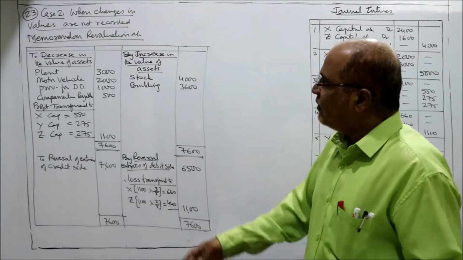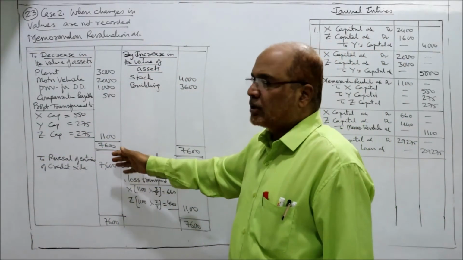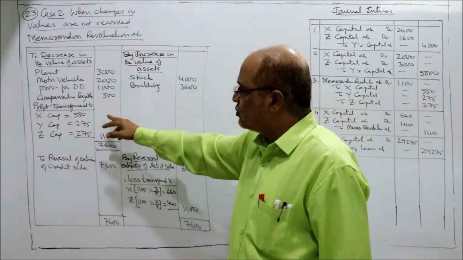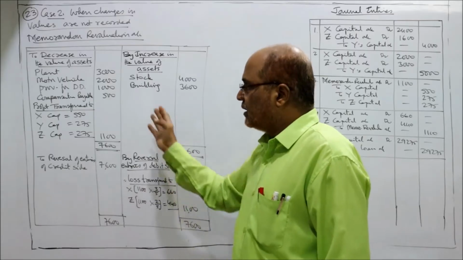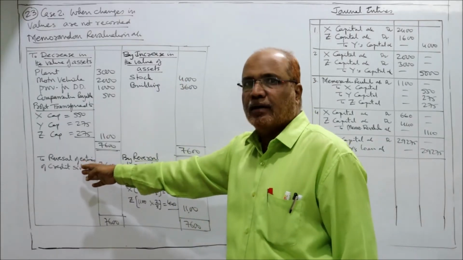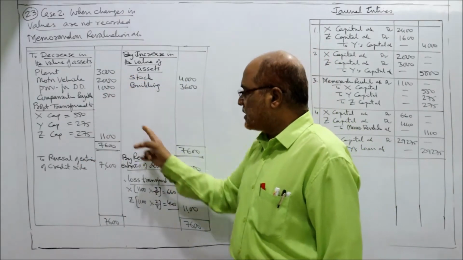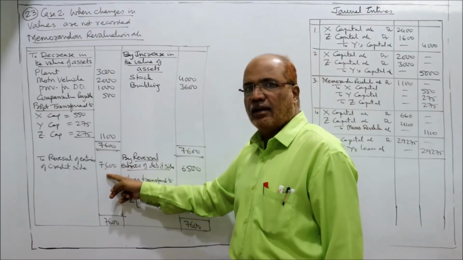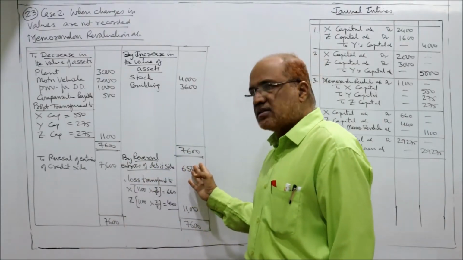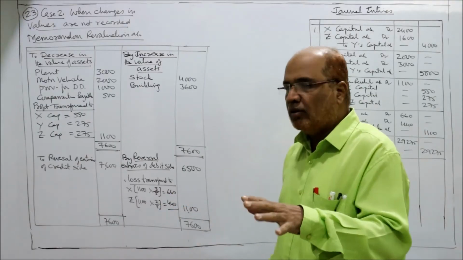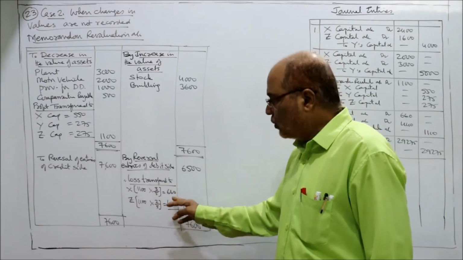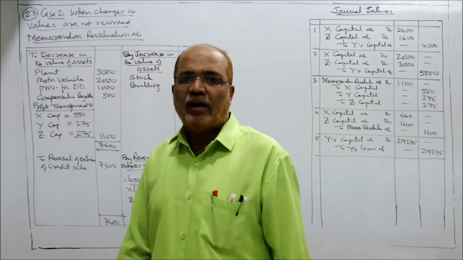So we have already prepared the memorandum revaluation account. Up to the first part, there is a profit distributed by all partners. Now there is a reversal. We will bring debit to credit and credit to debit, so now it becomes a loss. Here it is 6,500, here it is 7,600, so the debit side is more than the credit side. There is a loss, and that loss will be borne by the new or continuing partners in the new ratio, 3:2. So the memorandum revaluation account is complete.